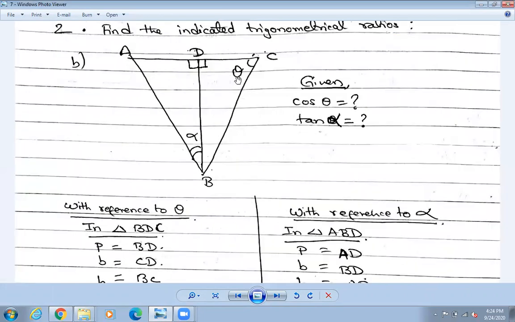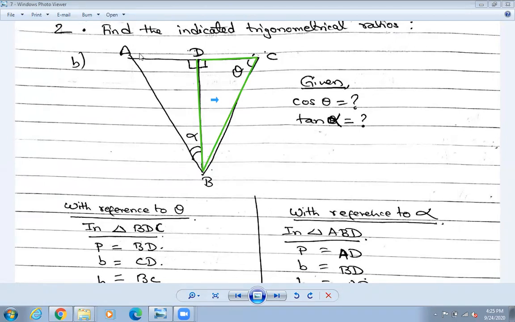So I told you there are two triangles over here. One has theta and the next one has alpha. So this is the next triangle. What is the name of this triangle? BDC. Otherwise we can say BCD also, or DBC, DCB also. So this is one of the names of the triangle. What is the name of this triangle? BDC. Right?